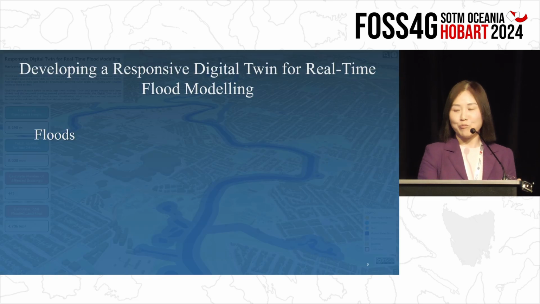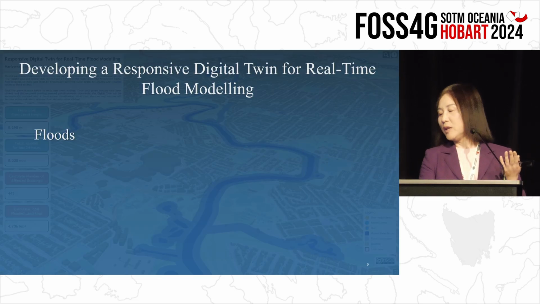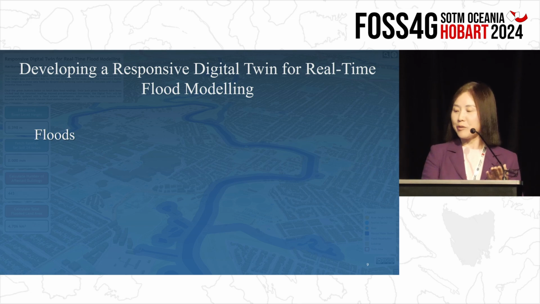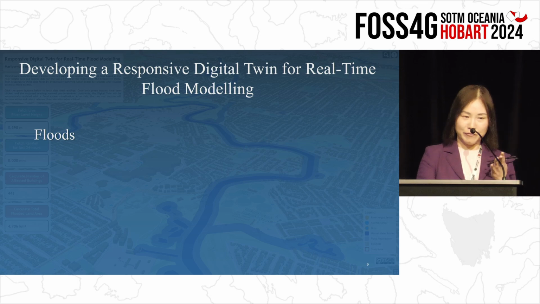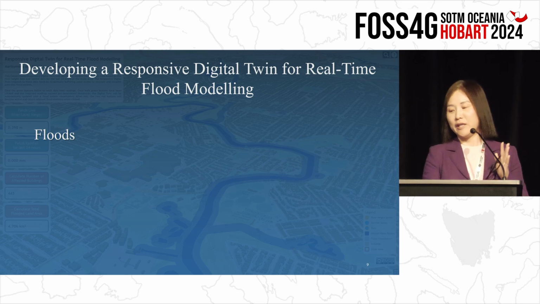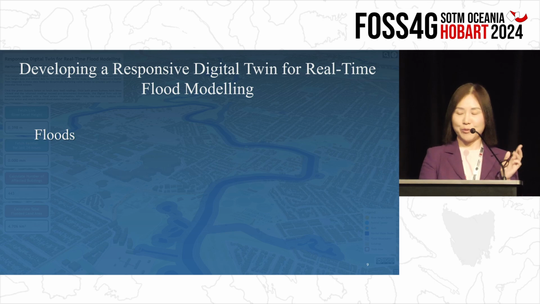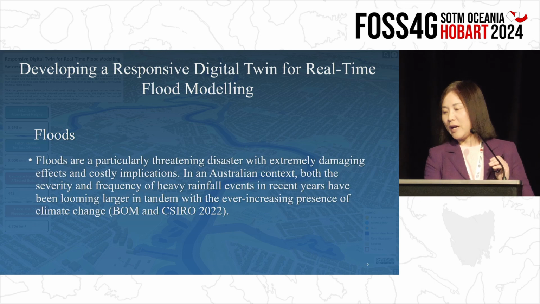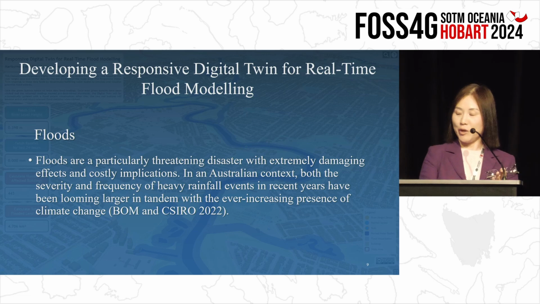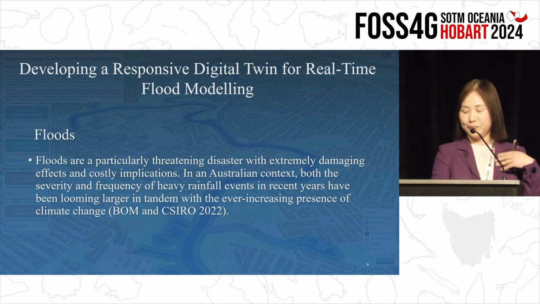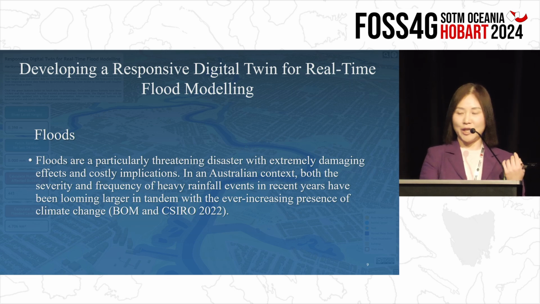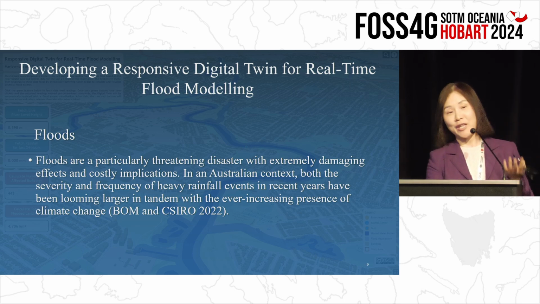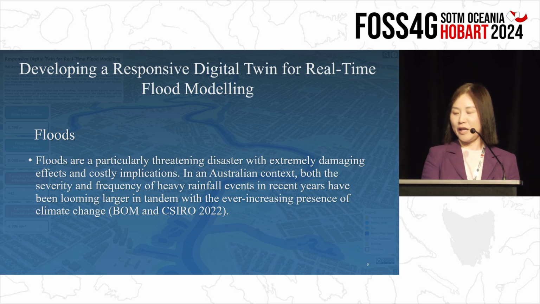Right, so next I'm going to show you a couple of examples. The first one is developing a responsive digital twin for real-time flood modeling. This is a very successful individual project that used this framework, and it has been published in the ISPRS Annals. It starts with the student defining a real-world problem. Of course, we are aware of, for example, the 2022 Maribyrnong flooding in Victoria, and the increasing frequency and intensity of this kind of natural disaster in Australia.